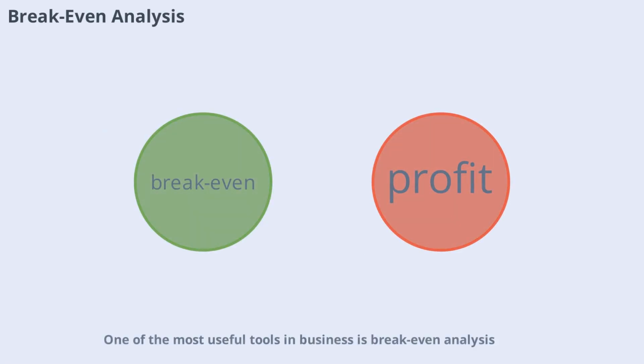One of the most useful tools in business is break-even analysis. This calculation tells you how much you need to sell to cover all your fixed and variable costs. Once you pass this point, you start making a profit. Understanding your fixed and variable costs makes this calculation accurate and actionable.